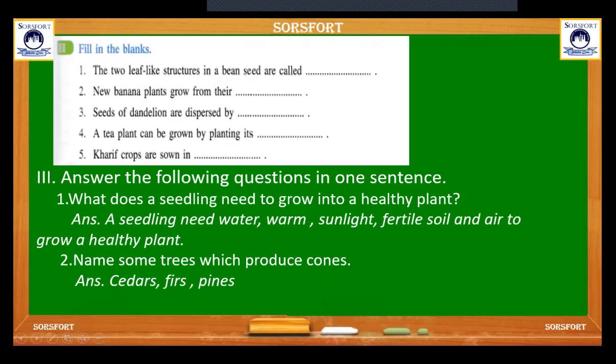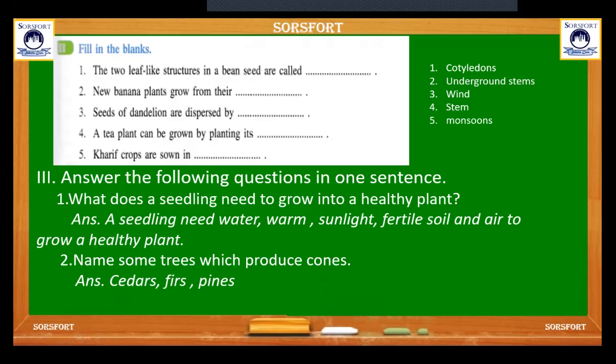Then come to next. Fill in the blanks. The two leaf-like structures in a bean seed are called cotyledons. New banana plants grow from their underground stems. Seeds of the dandelion are dispersed by wind. A tea plant can be grown by planting its what? Stem. Kharif crops are sown in monsoon.